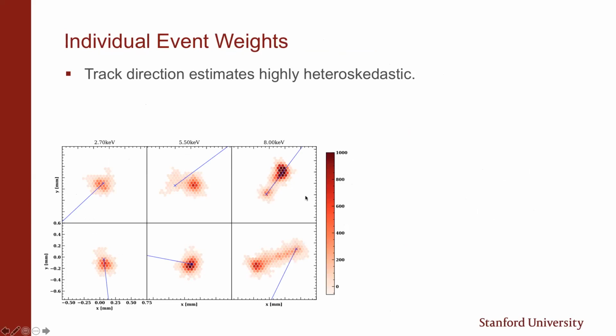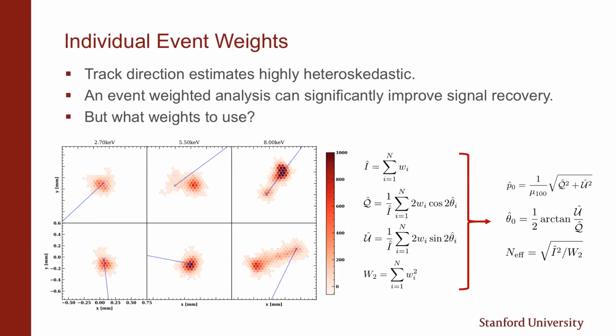And that means that our estimates for the photoelectron angle theta, the direction, have really varied uncertainties between events. Some are estimated really well, some are estimated really poorly. So in this kind of situation, a weighted analysis can really improve your signal recovery. And it turns out that the Stokes parameter estimation approach can be really easily modified to include individual event weights.